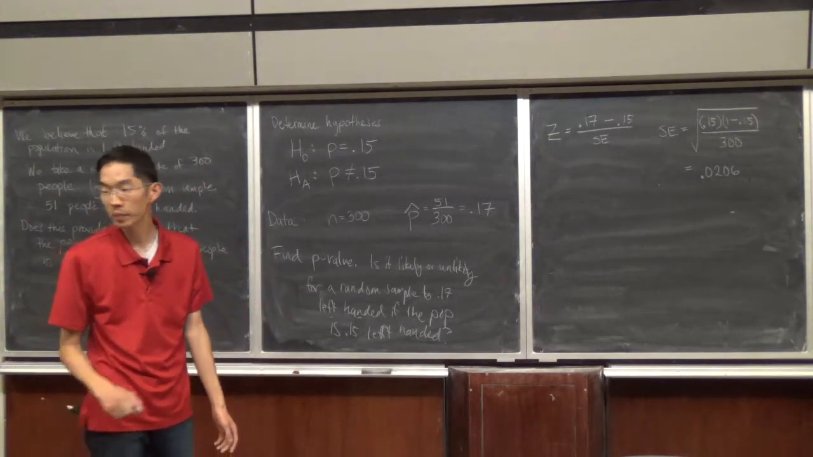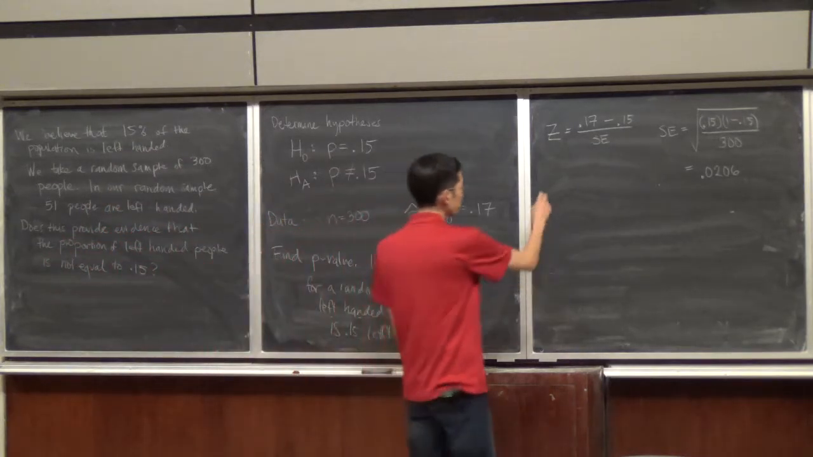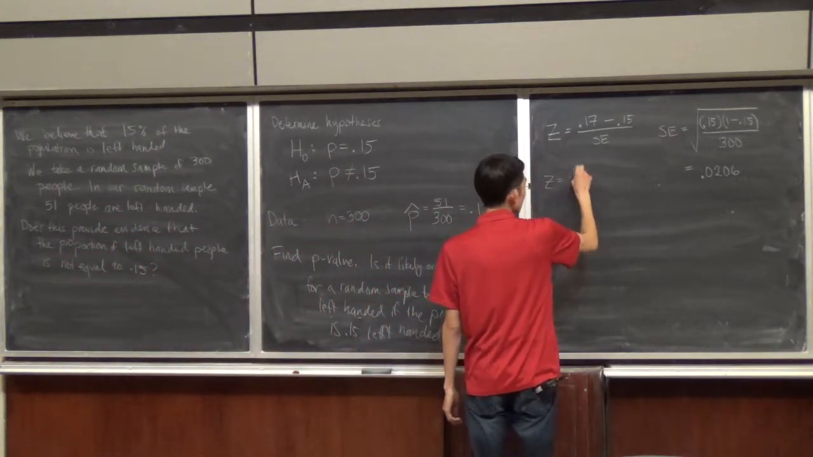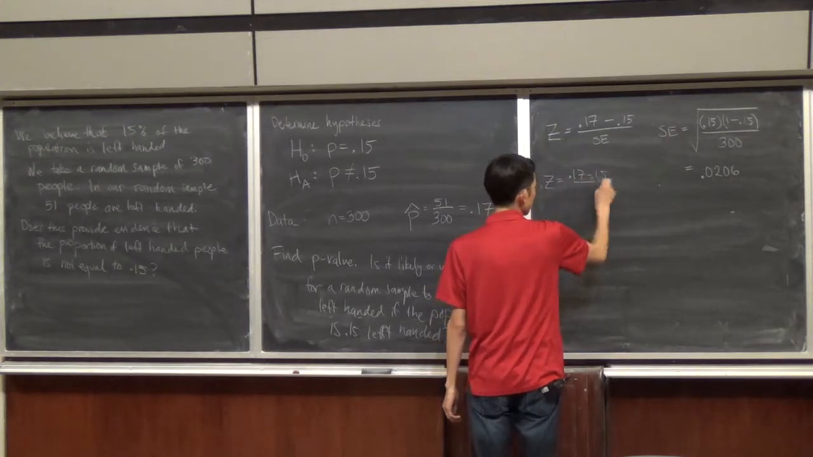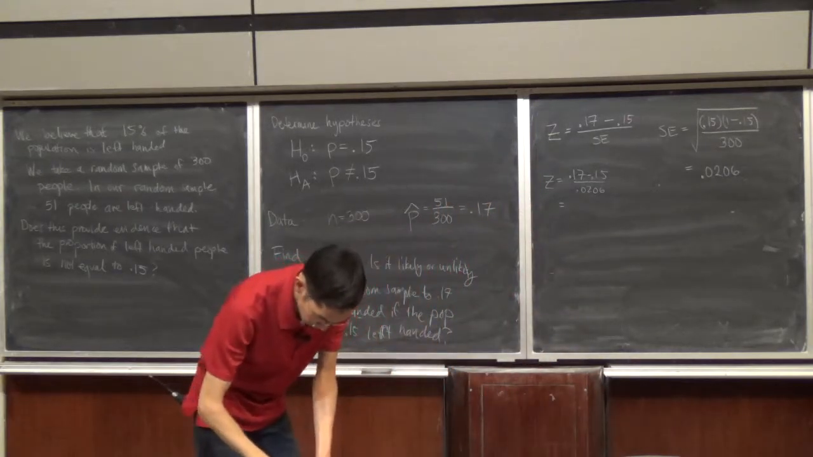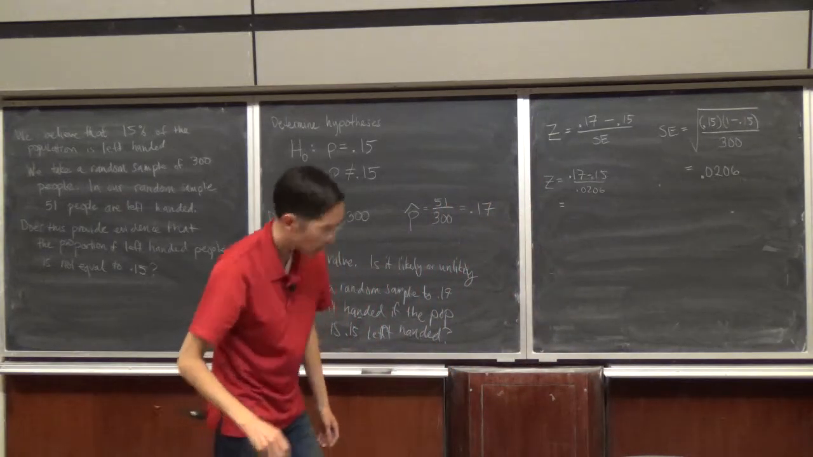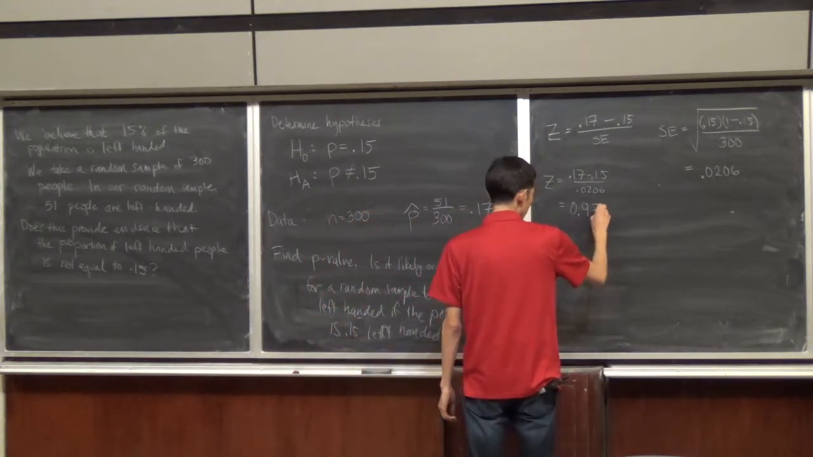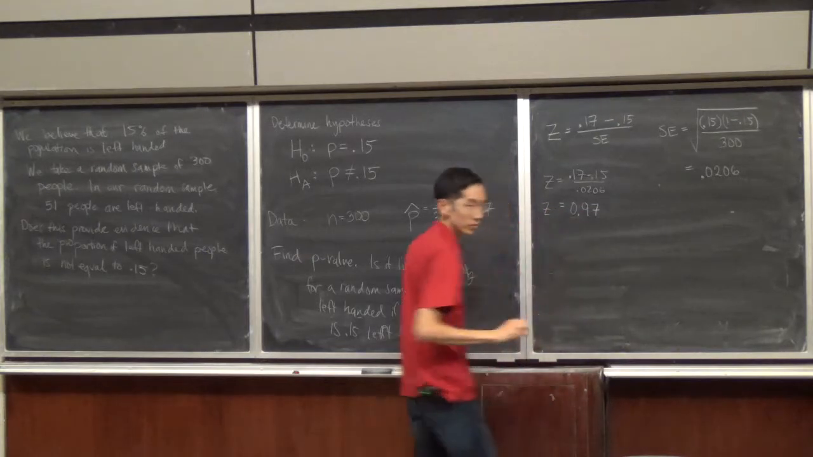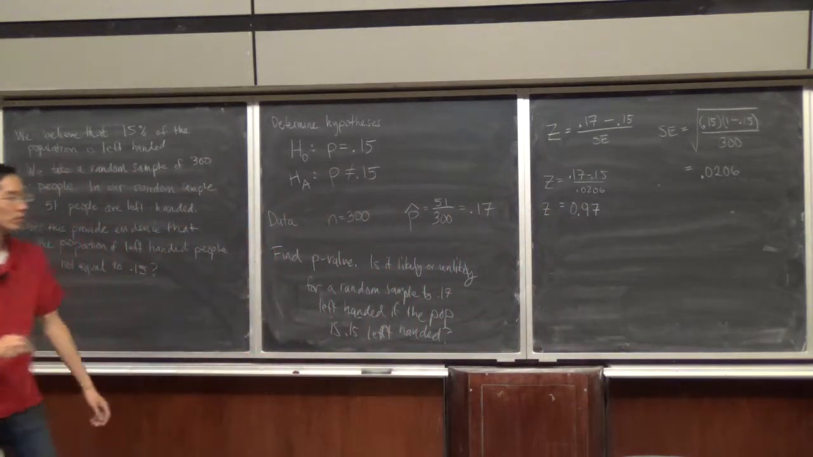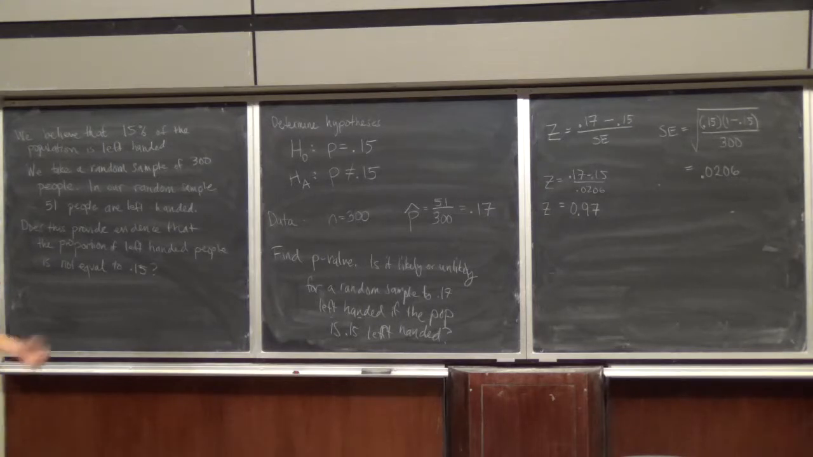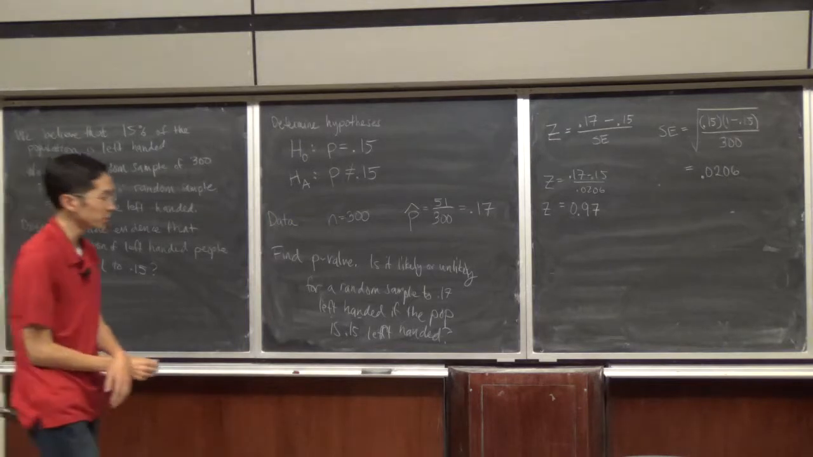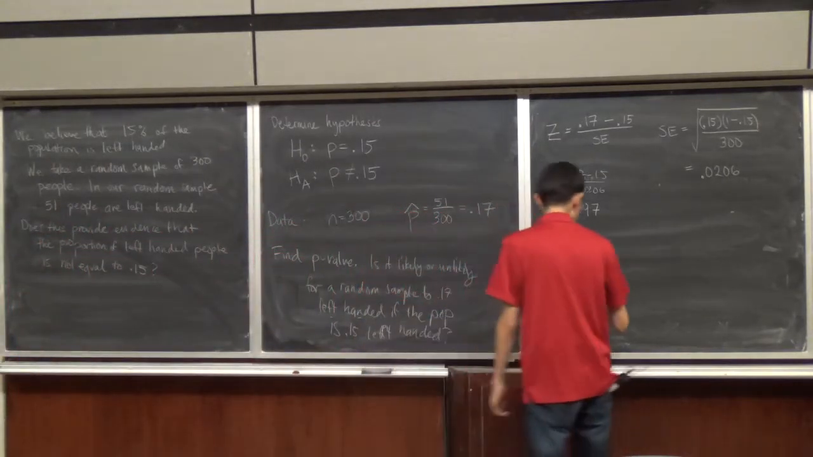Sound okay? So what is my z-score? It's 0.17 minus 0.15 divided by 0.0206. Again, my z is equal to 0.97. What do I do? I look it up in the table.